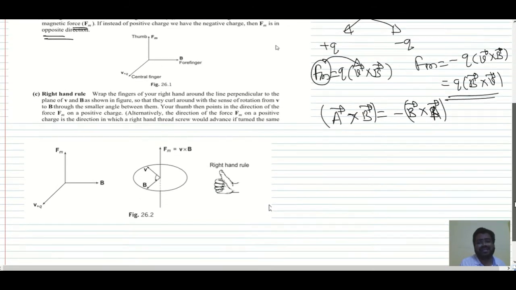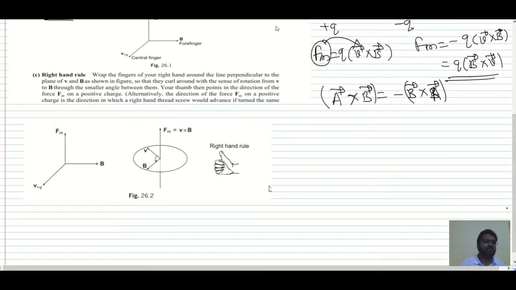Now what is the right hand rule? The right hand rule is very simple, which we used to study in the cross product also. See, what you have to do is consider your four fingers in the direction of the velocity. Curl them towards B. The thumb denotes the direction of the magnetic force. This will be very simple. V bar cross B bar will give you the direction of the magnetic force. So this is the right hand rule we have.